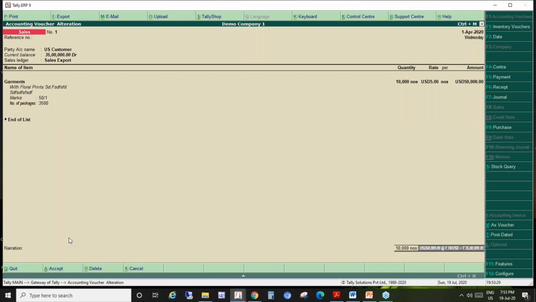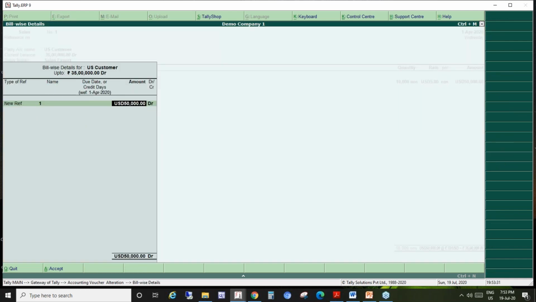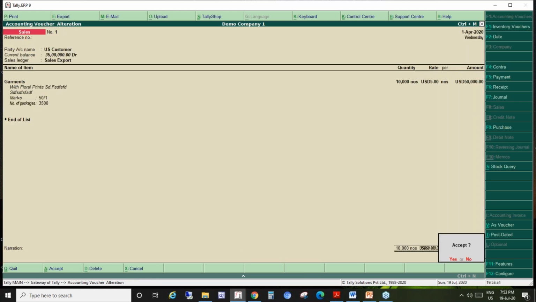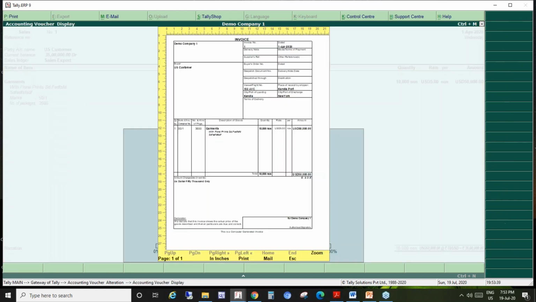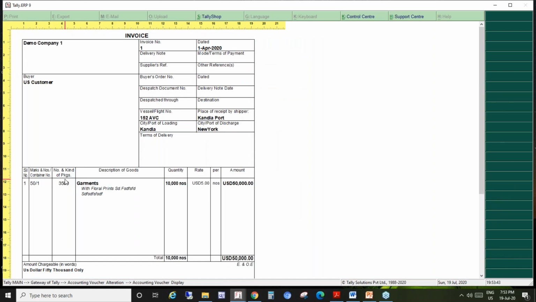So on and so forth. Okay. So this is how you can use an export invoice for your purpose. I will just show you once again those options: marks, numbers, number and kinds of packages, okay, US dollar.